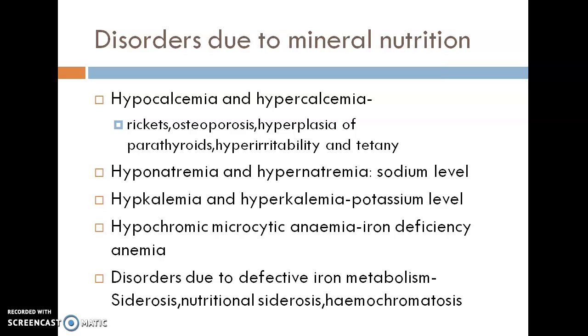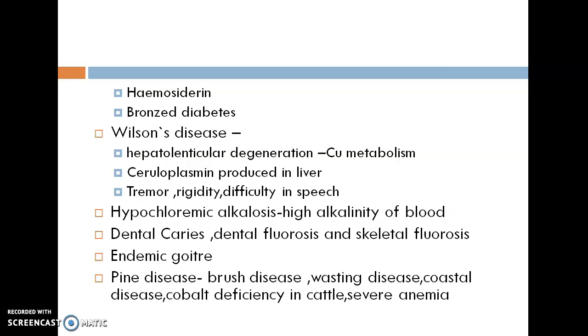Three disorders of iron metabolism are noticed among human beings. They are siderosis, nutritional siderosis, and hemochromatosis. Siderosis is the excessive deposition of iron in tissues in the form of hemosiderin. Hemosiderin is an iron containing pigment which is not available for metabolic processes. Nutritional siderosis is the deposition of large amounts of iron in the liver, probably due to the intake of iron in far excess quantities.